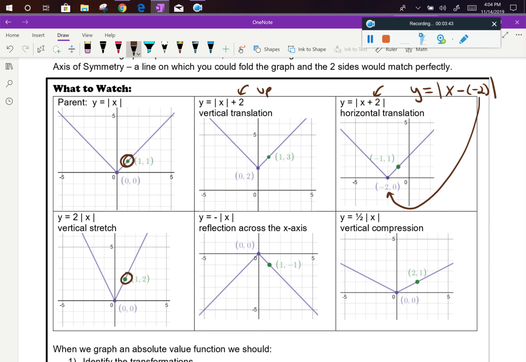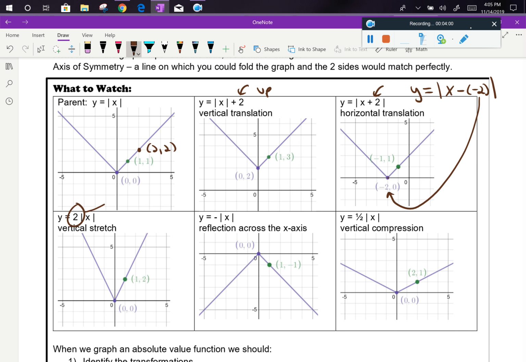But notice what happened. It's like we took this y value and said 1 times 2 is 2. And that's the new y value. So this is doubling all of the outputs. If I wanted to look at another point, I could maybe look at the point 2, 2.